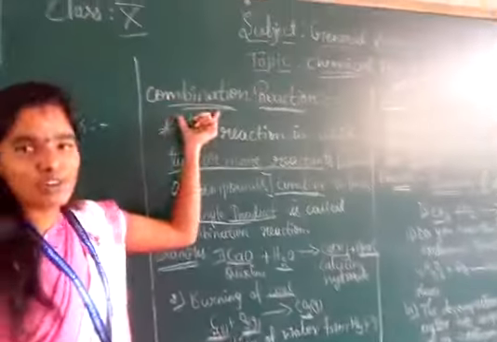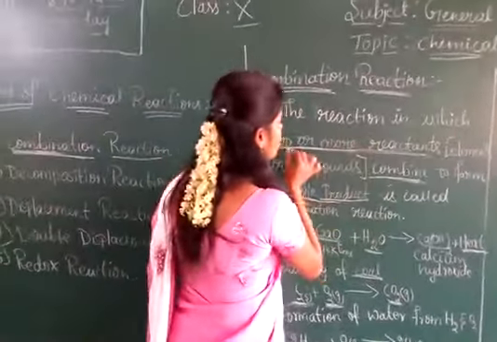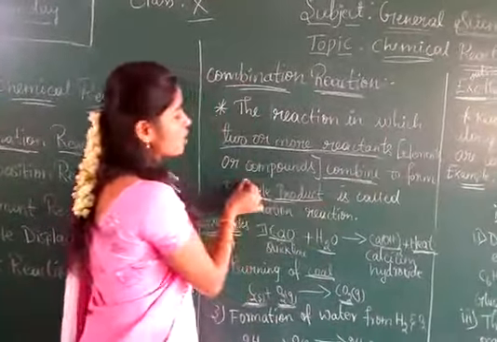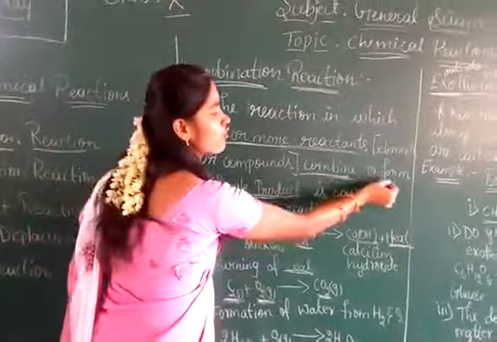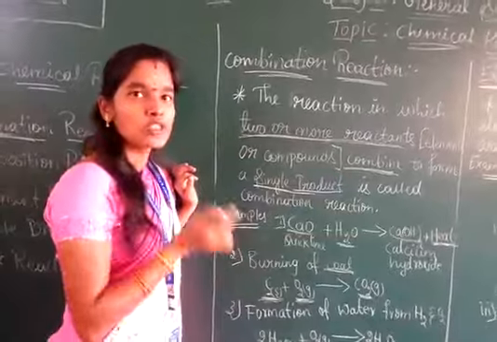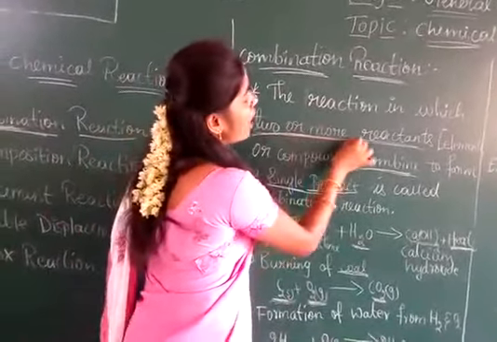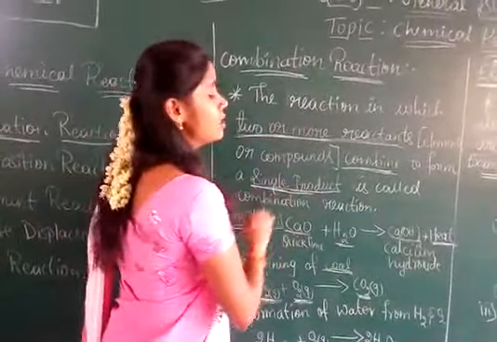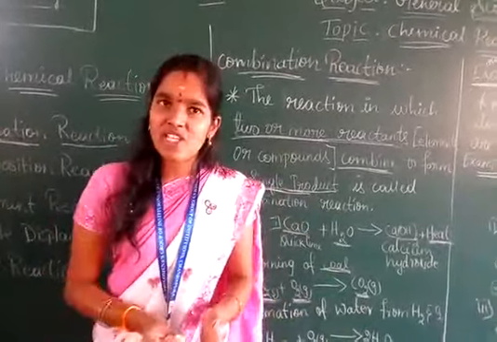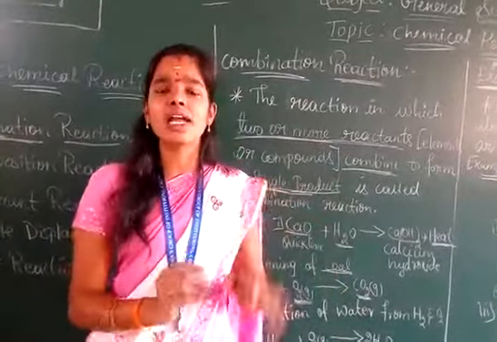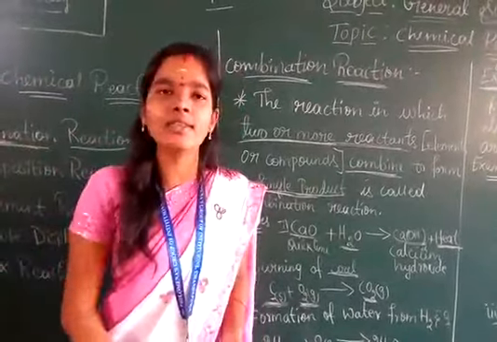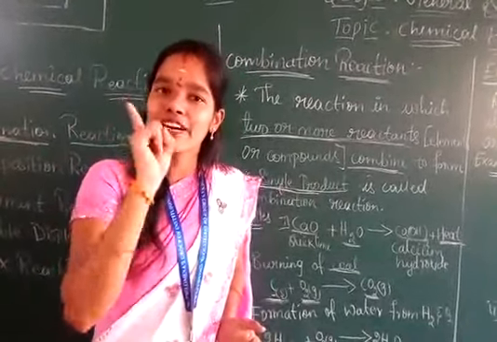Combination reaction: the reaction in which 2 or more reactants, either elements or compounds, combine to form a single product is called combination reaction. Keep in mind, 2 or more reactants, single product. Whether it is 2 reactants or 3 reactants, it will give only one single product.